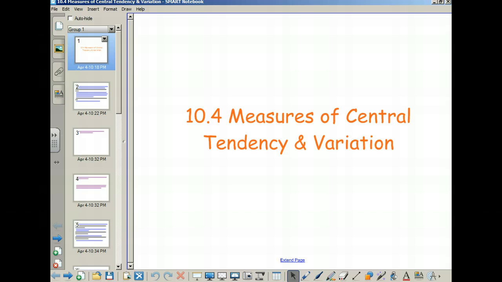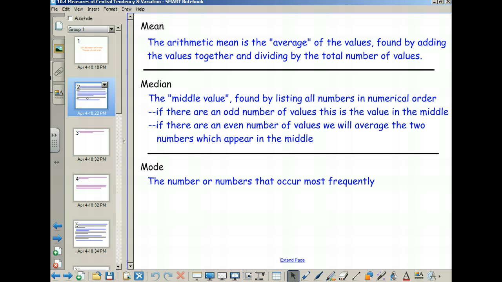2.4 is measures of central tendency and variations. There are two overall things we're going to talk about in this section. The first one is called measures of central tendency, and there are three measures of central tendency.